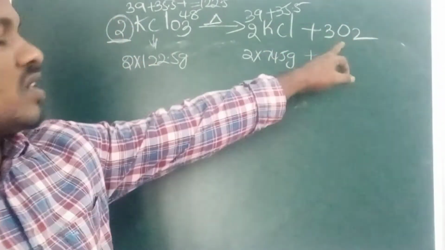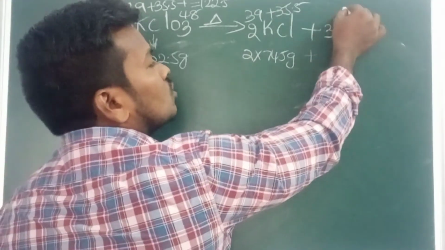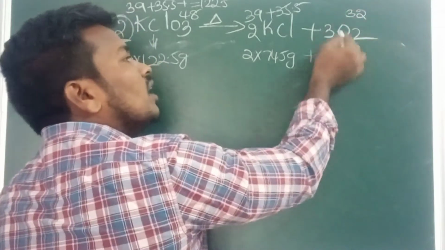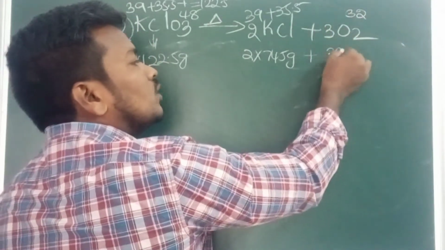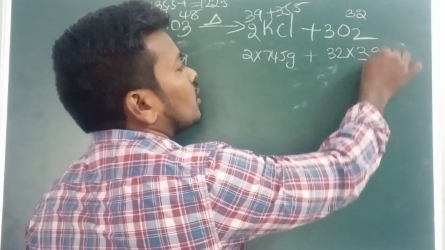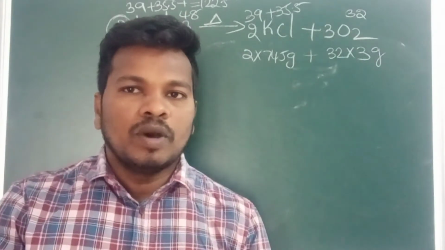So how many oxygens are there? 6 oxygens are there. So 1 oxygen is 16, but here molecules are there. So 32 into 3 grams we are taking. So the equation we have balanced. We find out the molecular masses.